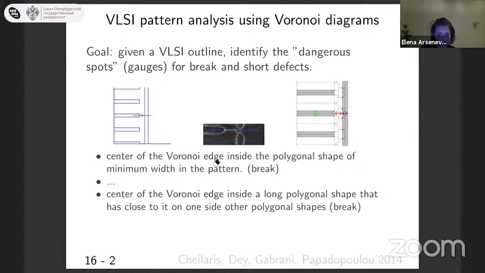the center of the Voronoi edge inside the polygonal shape of minimal width. And this is likely to cause a break. The other examples are the center of a Voronoi edge inside a long polygonal shape that has close to it, this is what I told you, other shapes. And this can be identified just working on the edges of the diagram. So again, instead of just processing the whole thing, all the points, maybe approximating, maybe drawing a grid on it and looking at the nodes, you can build the diagram and you can just explore it edge by edge.